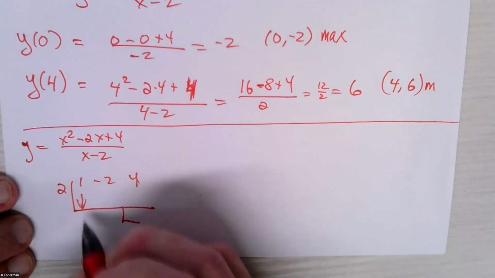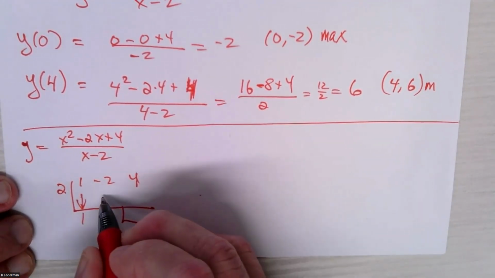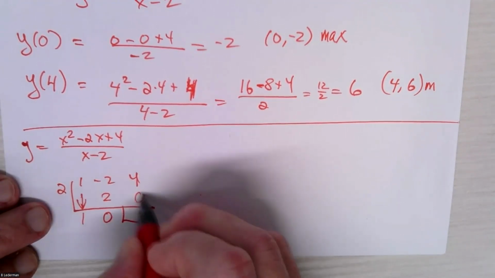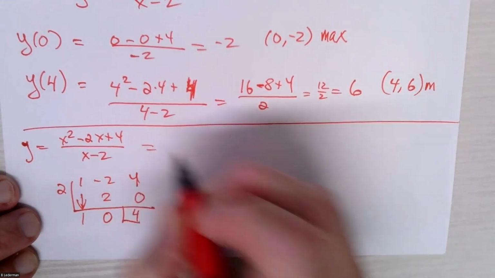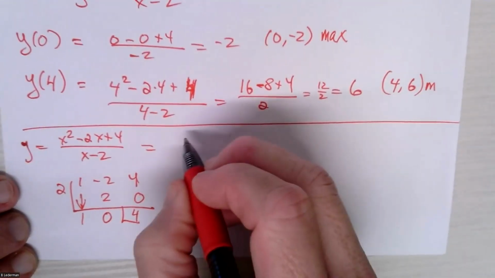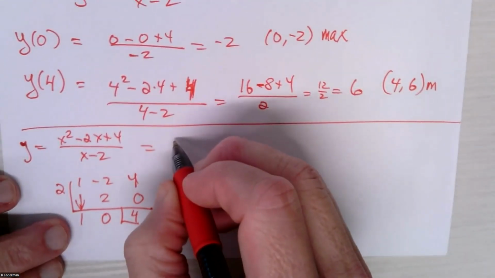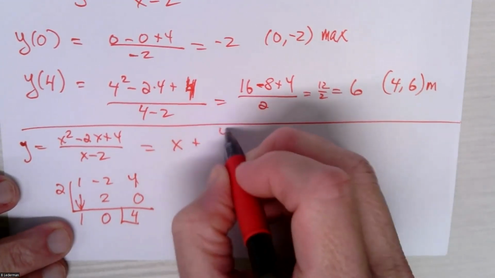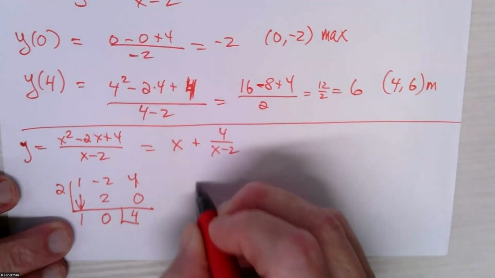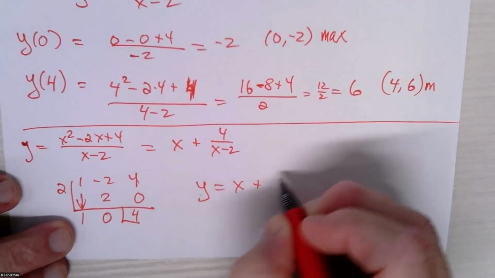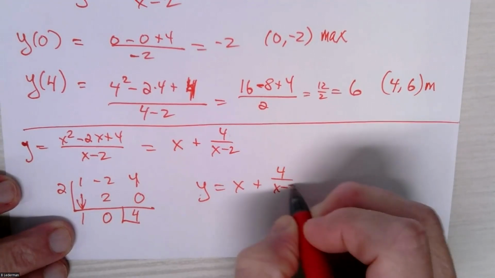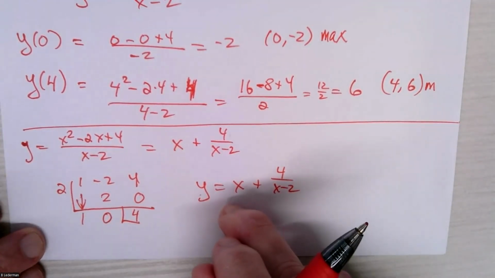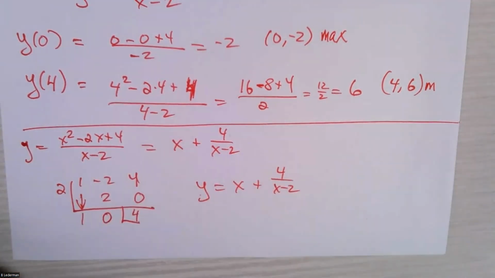Bring down the 1, that's 1. 2 times 1 is 2. Add them up, I get 0. 2 times 0 is 0. Add them up, I get 4. So that means that this is equal to x plus 4 over x minus 2. So in other words, y equals x plus 4 over x minus 2. And this is just another way of writing the original curve.